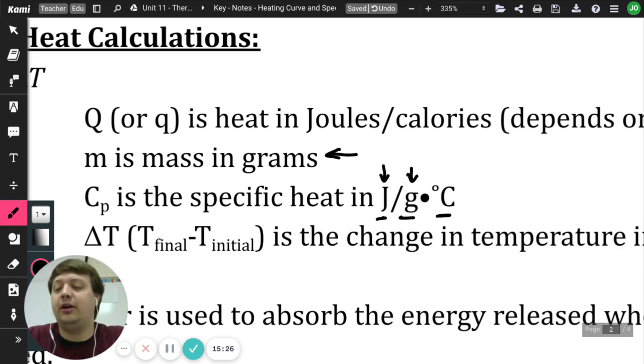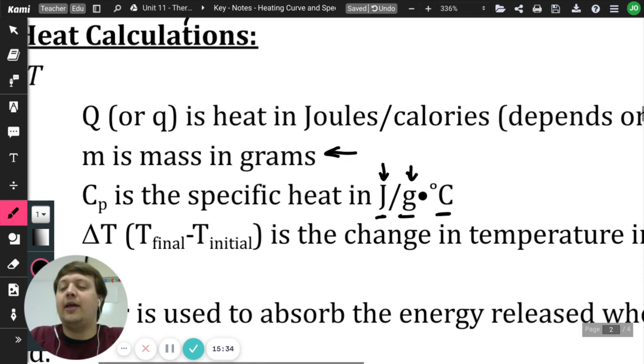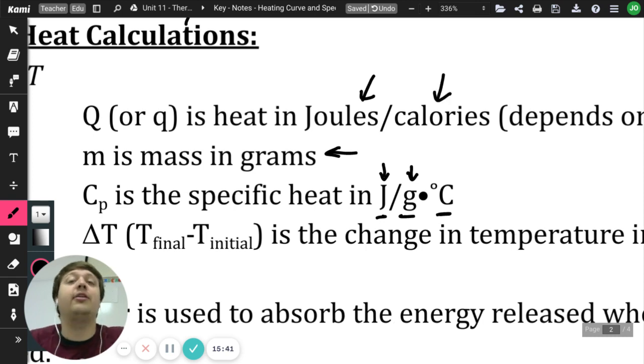If I'm in joules with my specific heat, which again, traditionally I am, then what that tells me is that my heat that I'm either given or solving for should also be in joules. Now, if the question asks me to solve for calories, I would need to make a conversion. If they ask me to solve for kilojoules, again, I would need to make a conversion. So keep an eye out for your units, because those are something that can change throughout these.